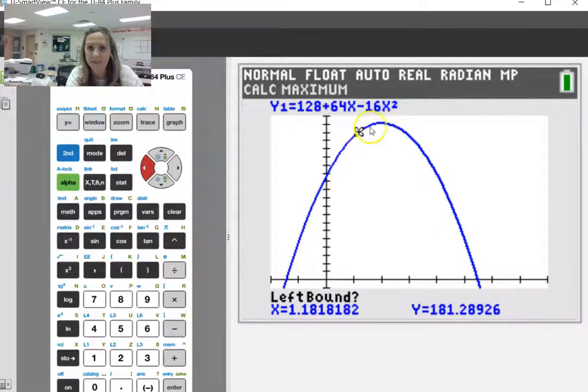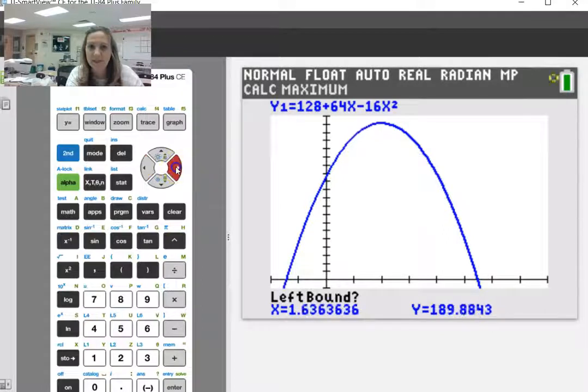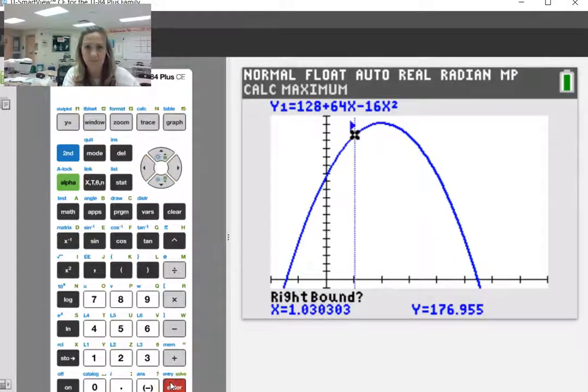Like up here, let me do this. Like up here looks like that's where the vertex is. So go to the left somewhere, I don't care where. And then you press enter. Step 3 is to arrow to the right. So here we're at the top. We want to make sure we're over to the right somewhere, and then press enter.